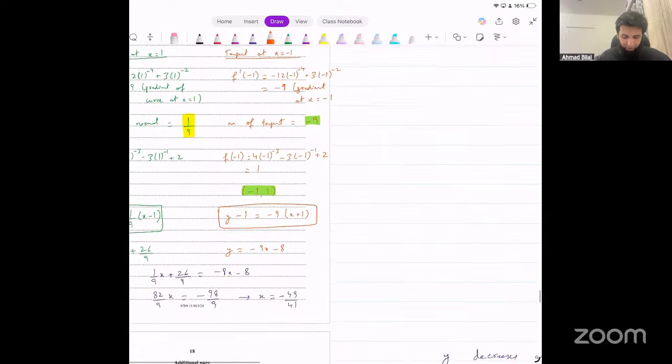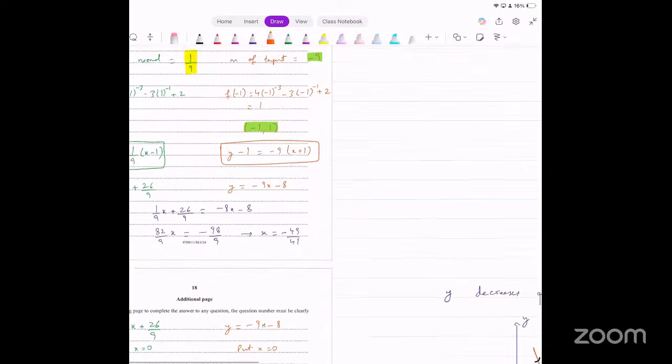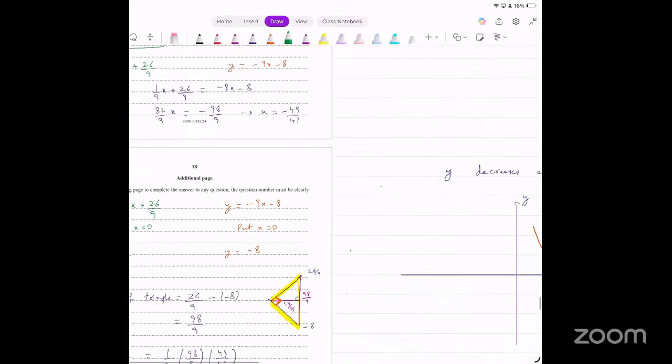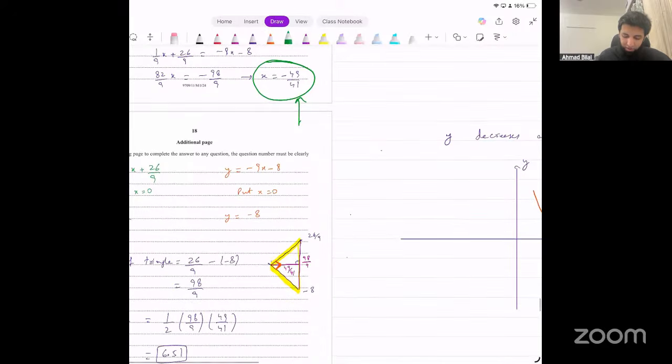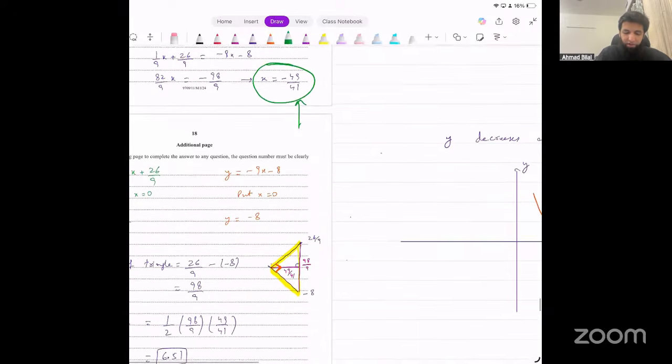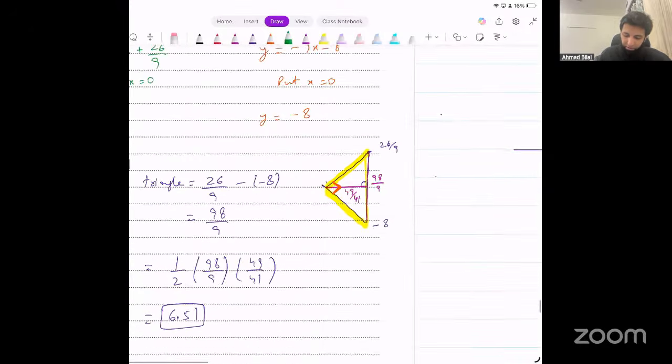Did we? Can you spot the point of intersection somewhere? Here x equals negative 49 over 41. Yeah, basically the last line. Okay, so you have the point of intersection's x coordinate. You can find the corresponding y coordinate as well. You will get this particular point.